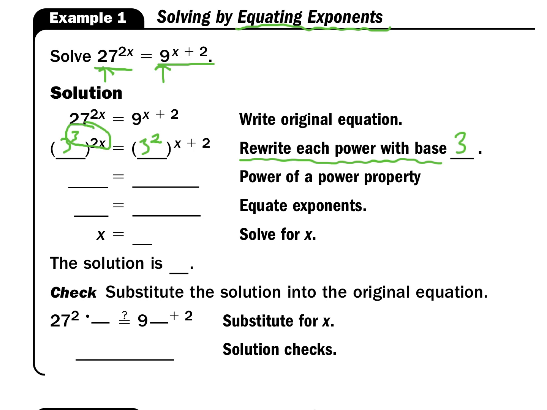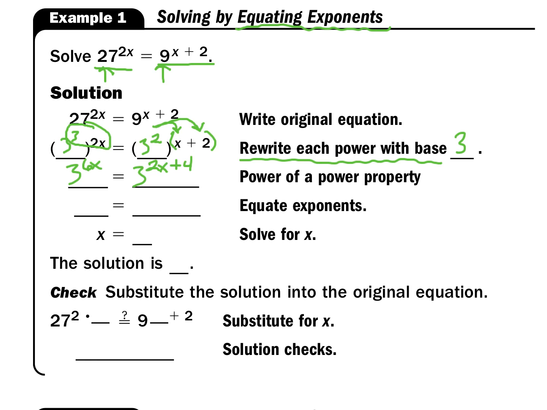So we have a power of a power, so 3 to the third raised to the 2x is the same as 3 to the 6x. Multiply the exponents when you're taking a power of a power. And then over here I have 3 squared raised to the x plus 2. Now I have to be careful to multiply that by both of the terms. So that becomes 3 to the 2x plus 4.